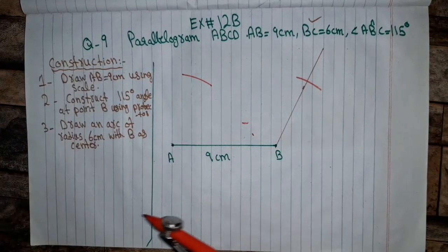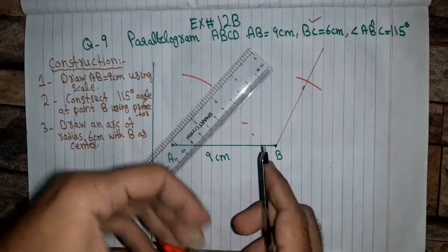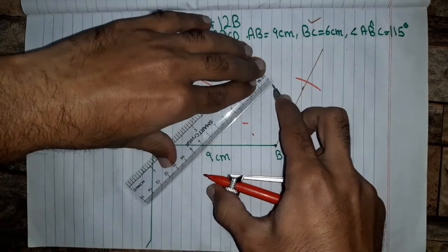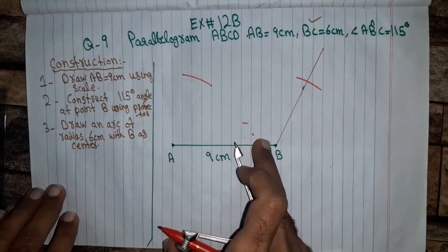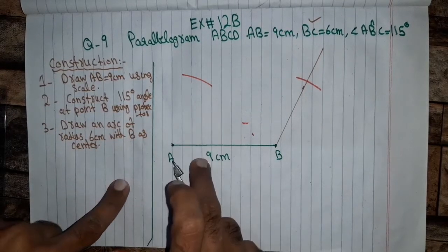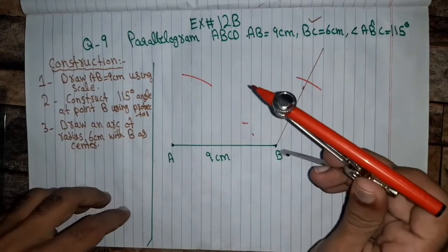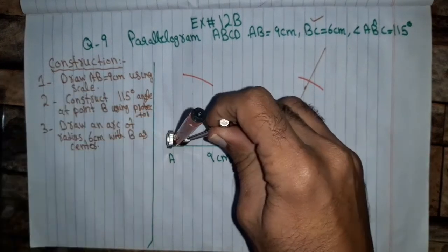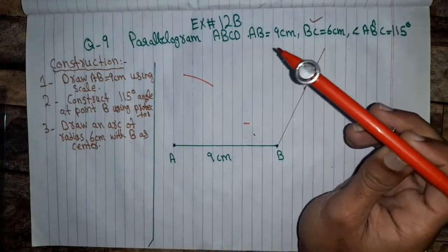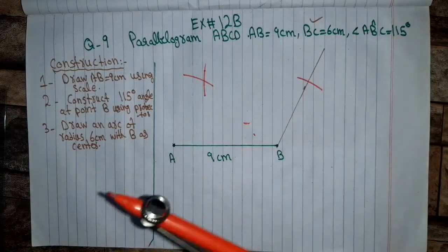So we will draw another arc of radius 9 centimeter. As we know, the base of a parallelogram and this length are equal, so we will draw an arc of 9 centimeter. I am checking that I opened exactly 9 centimeter, that there is no slight difference. So we will place the compass here and again draw a 9 centimeter arc.